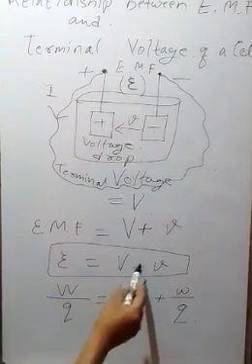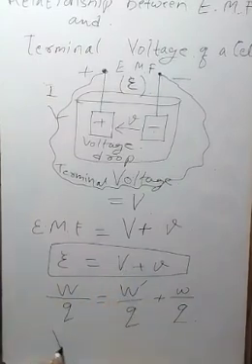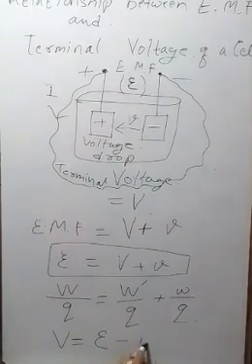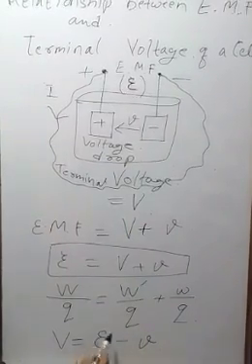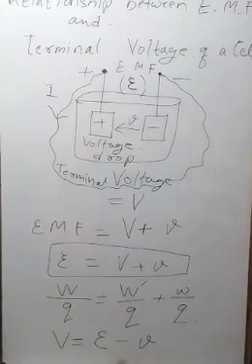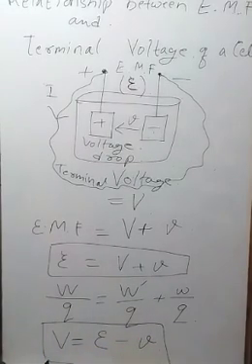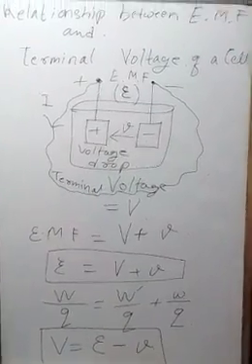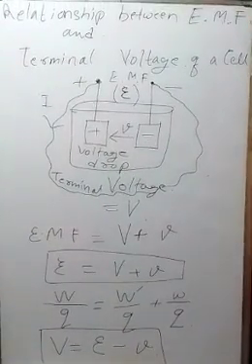So if you want to find terminal volt, you have to subtract the voltage drop small v from E.M.F. If you know the voltage drop and E.M.F, you can find the terminal voltage outside. So this is the very important relationship between E.M.F and terminal voltage of a cell.